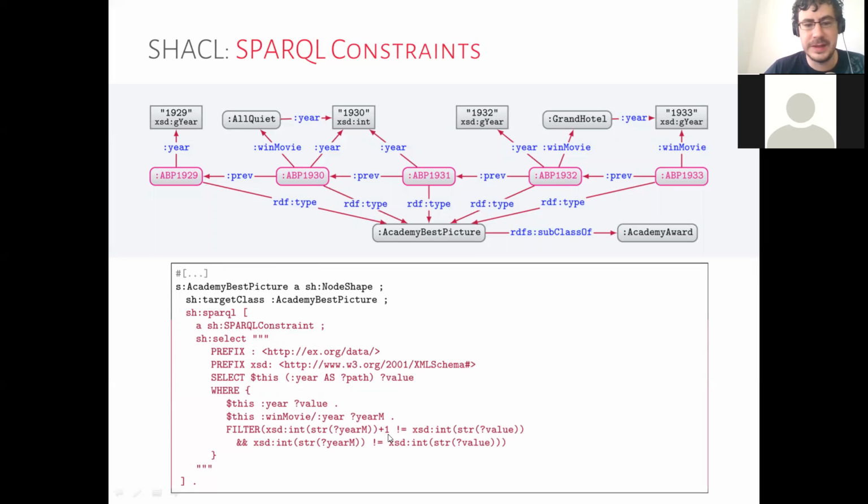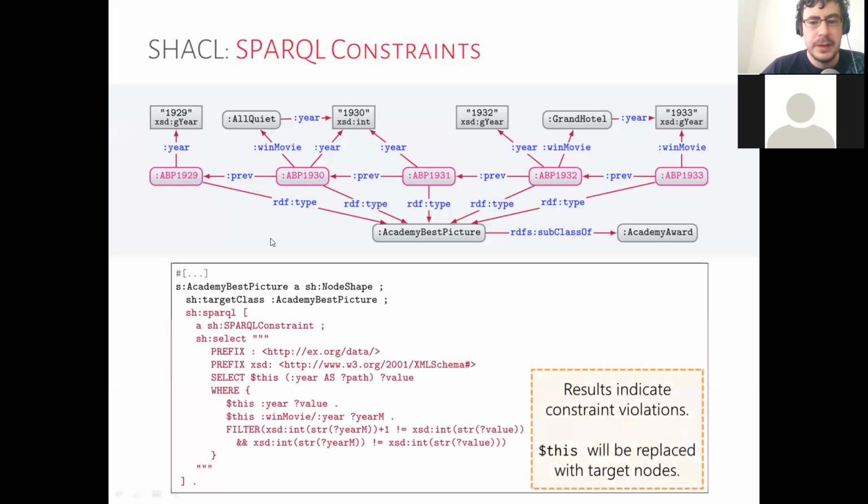So this expresses that it's within 1 year. The results for this query here, if we were to run them, would indicate constraint violations. Effectively, we're looking for whatever is returned by this as problematic. They're nodes where the year of the award and the movie are more than one apart.